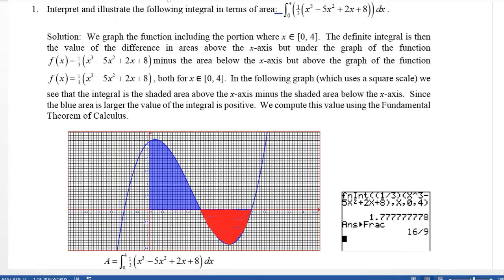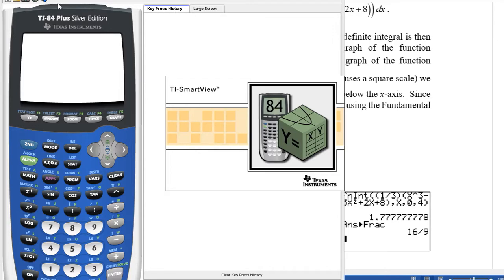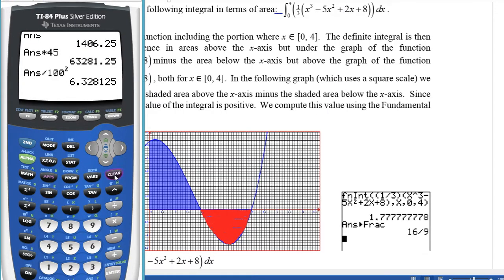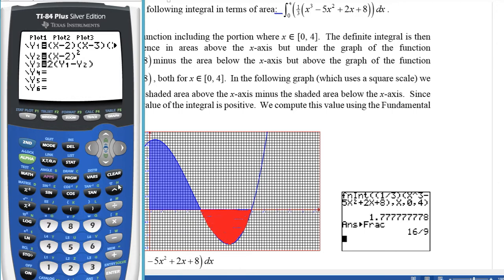A couple of things that we can do with this. Let me pull up my calculator here. I can take the function and put it in: 1/3 times parentheses x cubed minus 5x squared plus 2x plus 8 close parentheses.